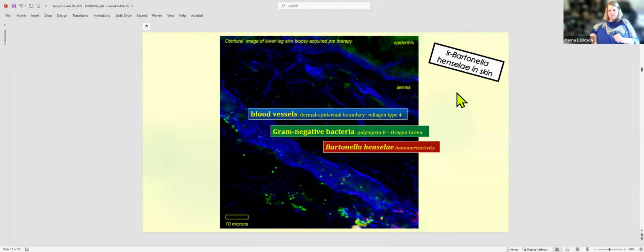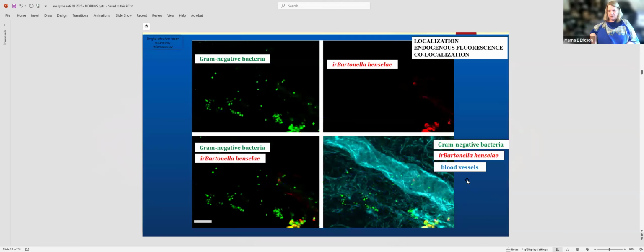Because I worked in dermatology, again, I have nice skin pictures, actually a lot of them. So this was actually from my son. His lower leg, just a skin sample, and he had no therapy yet. And then I used different probes and different reporters to look at it. So the blue is the blood vessels. The green is any kind of gram-negative bacteria, and the red is Bartonella. And you can see that it's in these little spots. And if you take this picture apart, here's all the red, here's all the gram-negative, and here they are together.